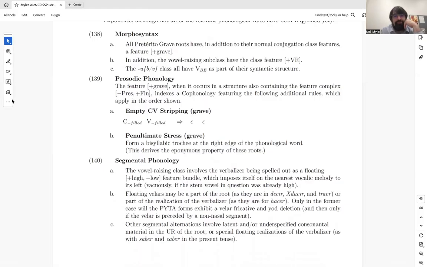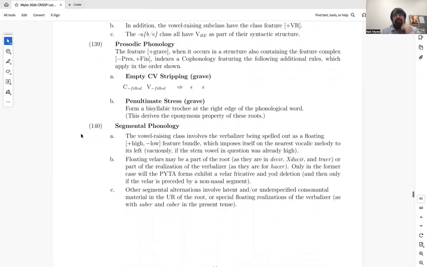And then 140 is the segmental phonology part. 140a: the vowel raising class involves the verbalizer being spelled out as a floating plus high minus low feature bundle, which imposes itself on the nearest vocalic melody to its left, vacuously if the stem vowel in question was already high, but non-vacuously otherwise. 140b for floating velars. So the velar alternations, so get decir, diga, reducir, reduzca, traer, traiga, and so on, and hacer, haga, involve floating velars. So there's a velar on the melodic tier, which isn't linked to the timing tier underlyingly.